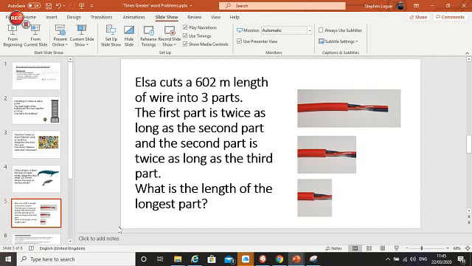7's into 6 we can't do, so move that along. 7's into 60, well 7 times 8 is 56, which means we have 4 left over. And 7 times 6 is 42. So that means that the third piece of string is the shortest at 86. The second is 2 lots of 86. And the first piece of string is the longest, 4 lots of 86.